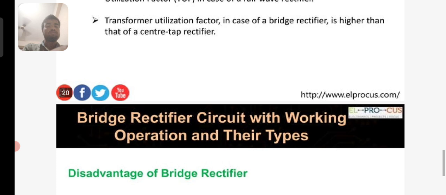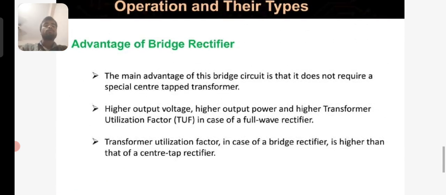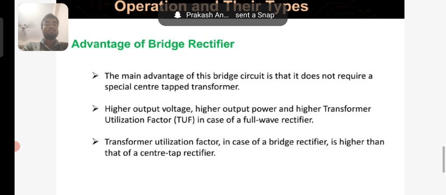Advantages of a bridge rectifier. The main advantage of a bridge circuit is that it does not require a special center tap transformer. Higher output voltage, higher output power, and higher transformer utilization factor, TUF, in the case of a full wave rectifier. The transformer utilization factor in the case of a bridge rectifier is higher than that of the center tapped rectifier.